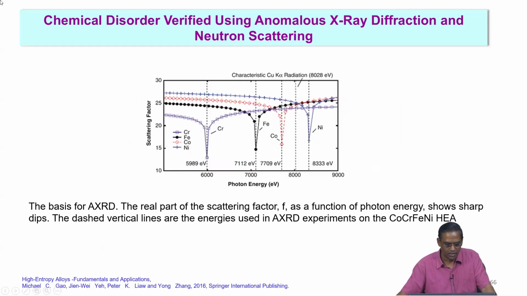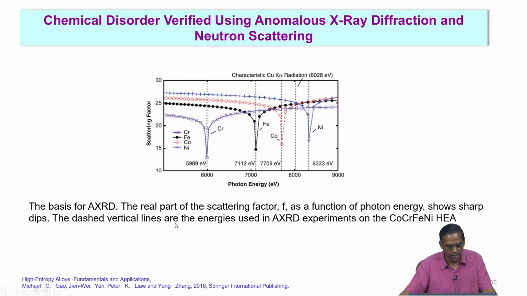So, what is the basis of anomalous XRD? You have the scattering factor versus photon energy. I said this photon energy is tuned to the K edge of each element, right? That is the basis. So, the real part of the scattering factor as a function of photon energy shows sharp dips. You can see nice sharp dips for all these elements.